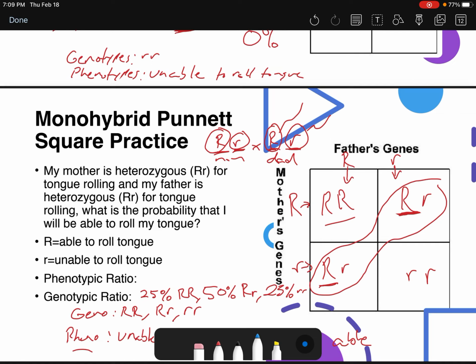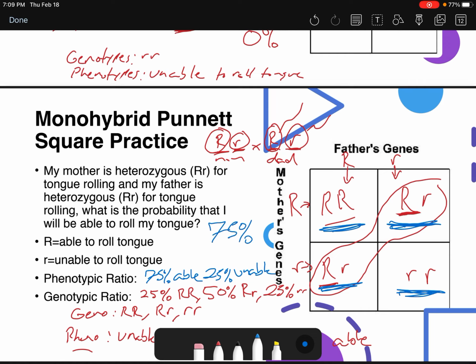For the phenotypic ratio, I'm going to switch over to a blue here. So the phenotypic ratio, remember, is going to be able to roll your tongue or unable to roll your tongue. So for unable, we have 1. And then remember, the heterozygotes are able to roll their tongue. So that means that 75% of the children will be able to roll their tongue and 25% wouldn't. So if you came from these parents, you would have a 75% chance that you would be able to roll your tongue.